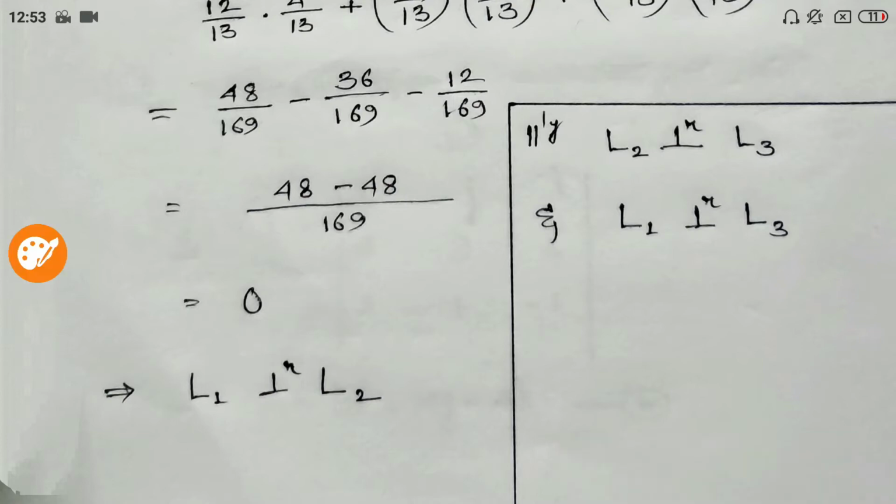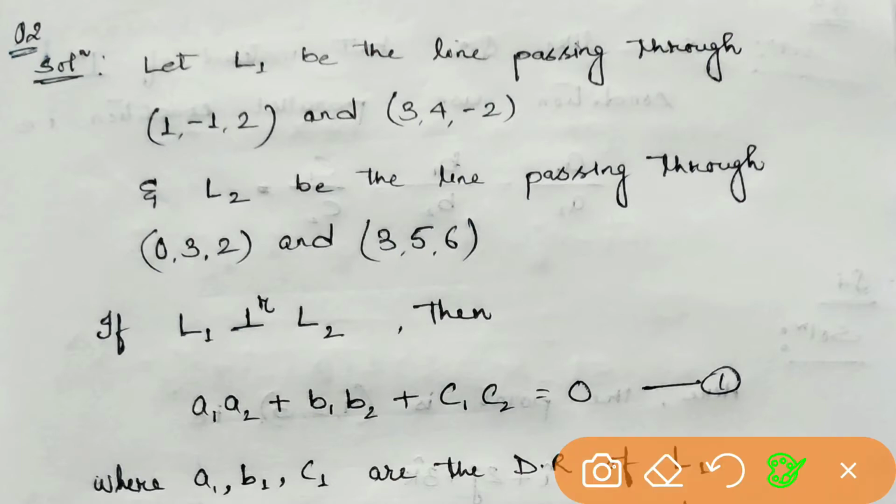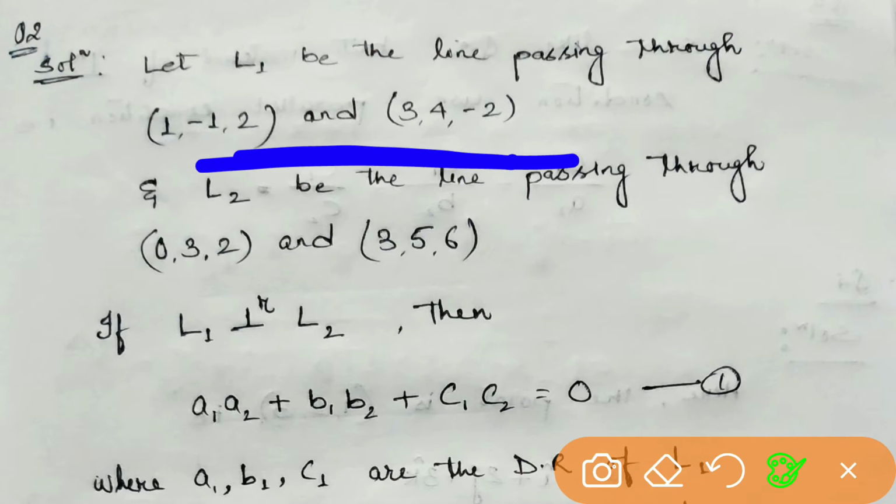Let's move to the second question. Now question number 2 says, show that the line through the points 1, minus 1, 2 and 3, 4, minus 1 is perpendicular to the line joining the points 0, 3, 2 and 3, 5, 6. So you can clearly see that one line is passing through these 2 points, another line is passing through these 2 points. Now using these points, can I find the vector? Think, in the previous videos you have done this, right?